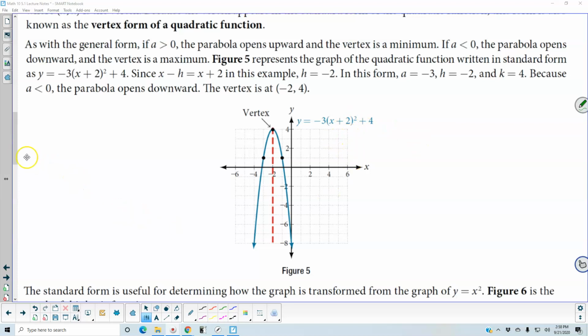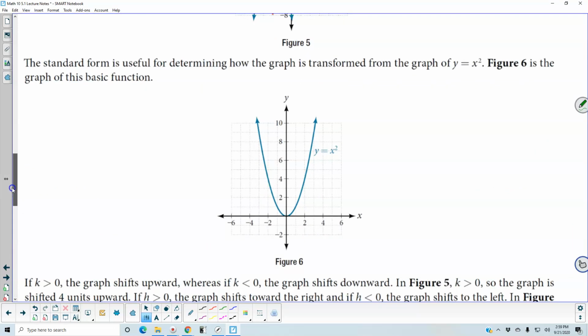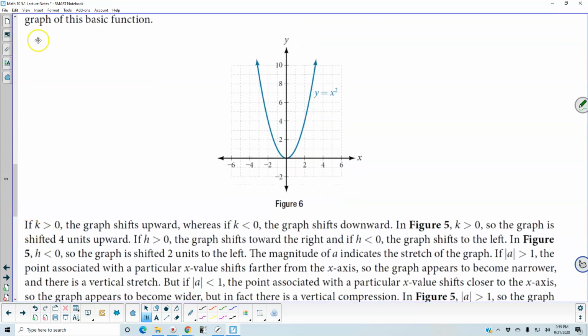And so we can see that figure 5 represents the graph of a quadratic function that is written in standard form. Now, the standard form is useful for determining how the graph is transformed from the graph of y equals x squared. Figure 6 is the graph of this basic function. Now, if the value of k is greater than 0, the graph shifts upward, whereas if k is less than 0, then the graph shifts downward. In figure 5, k was greater than 0, so the graph is shifted 4 units upward. Now, if h is greater than 0, the graph is going to shift towards the right. And if h is less than 0, then the graph is going to shift to the left. And in figure 5, h was less than 0, so the graph is shifted 2 units to the left.